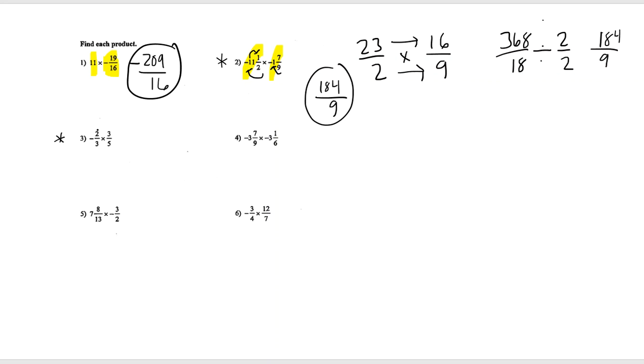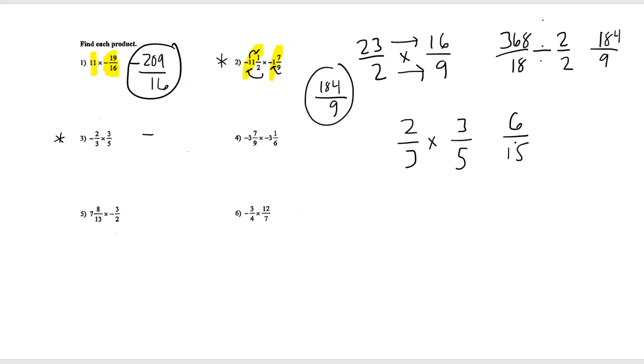Okay, number 3, we have a negative times a positive. So we know in the end our answer is going to be negative. To figure out what our answer is, we're going to take 2/3 and multiply it by 3/5. Remember that you do not need a common denominator when you multiply. So 2 times 3 is 6, 3 times 5 is 15, and now we just need to simplify this fraction.